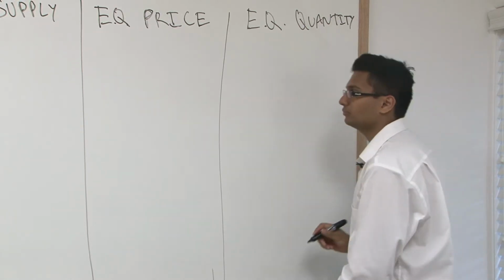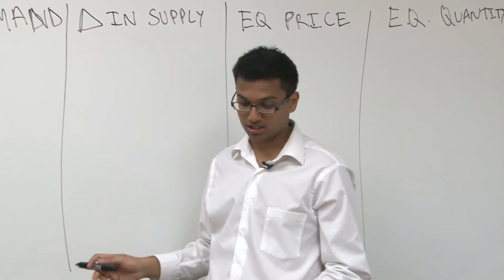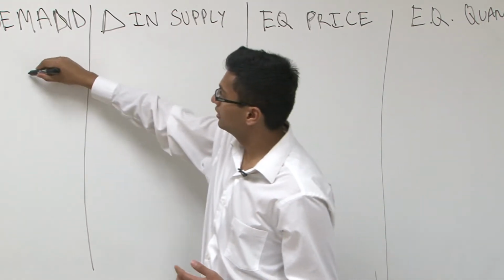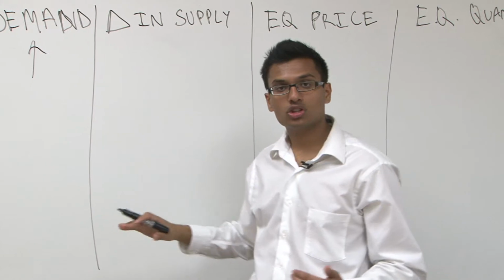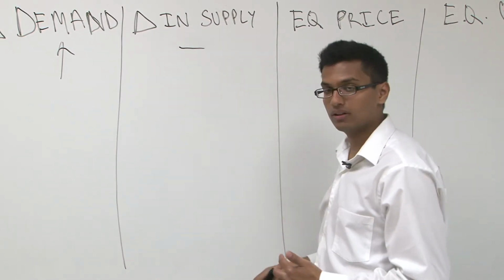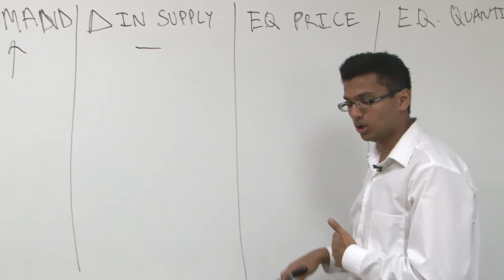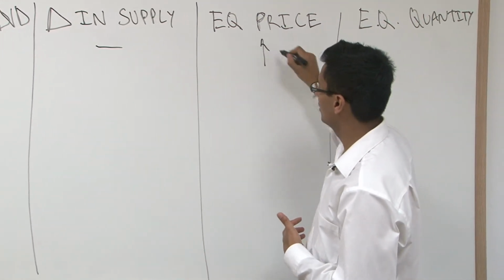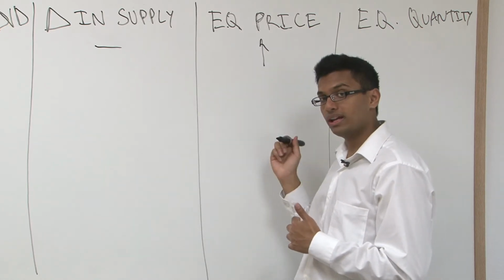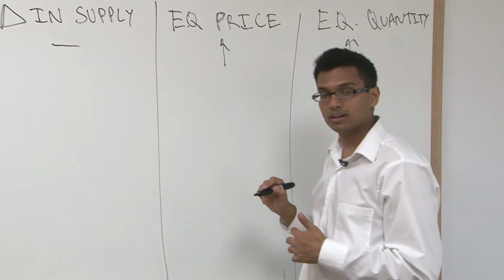All right. So say for some reason my change in demand is going to go up, okay? So demand shifts to the right, okay? And nothing happens to the supply, all right? What do you think is going to happen to the price? It's going to go up, right? And the quantity is going to go up, all right?